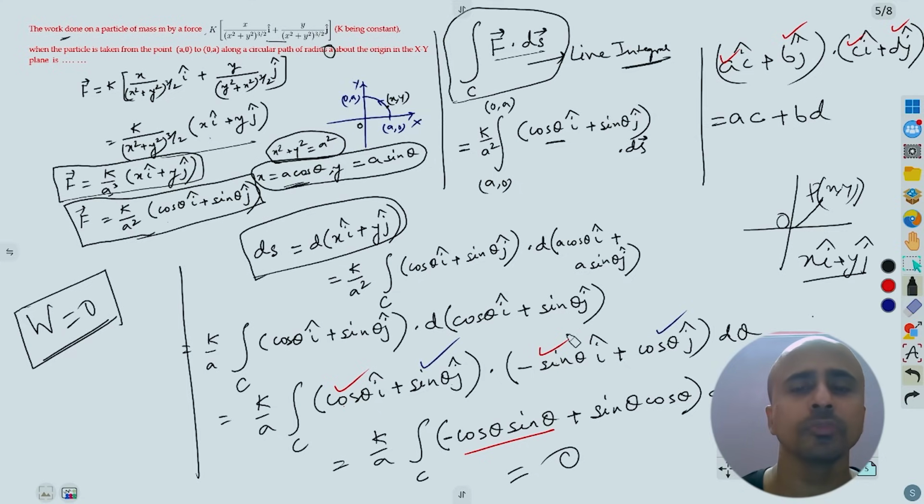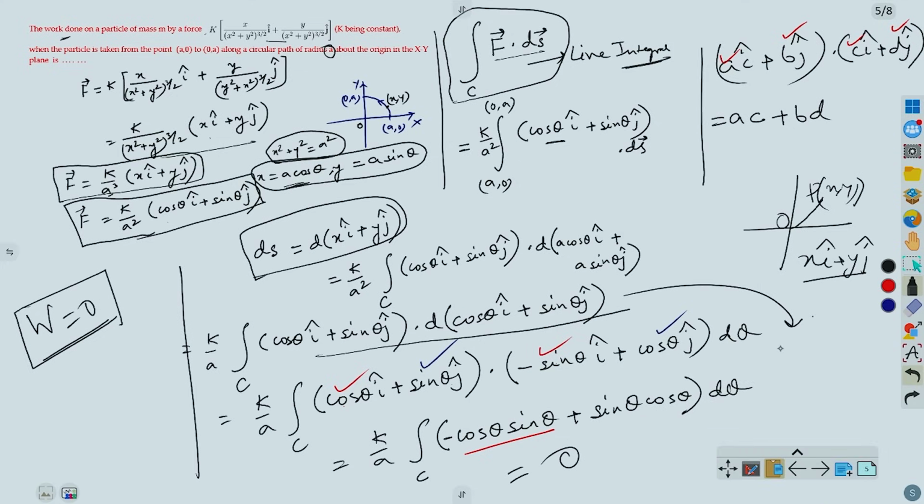Now one a got cancelled out. Now we have this thing. So we insert d inside: d cos theta i cap plus d sin theta j cap. It looks exactly like this.